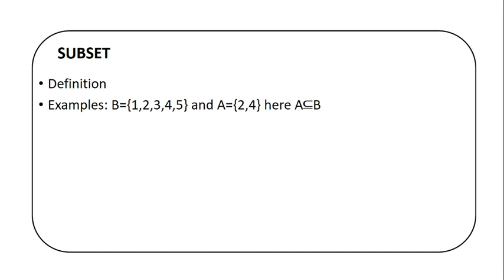Next is subset. A set is a subset of another set if and only if every element of the set is also a part of the other set. If we look at the example, here in our B we have 5 elements and in our set A we have 2 elements. Here we can say that A is a subset of B because the elements that are present in A are the elements from our set B. So we can say that A is the subset of B.